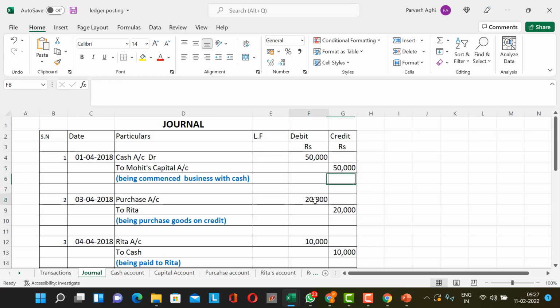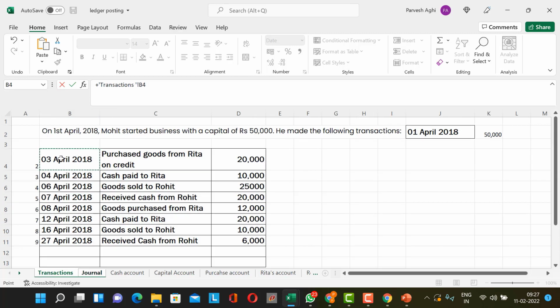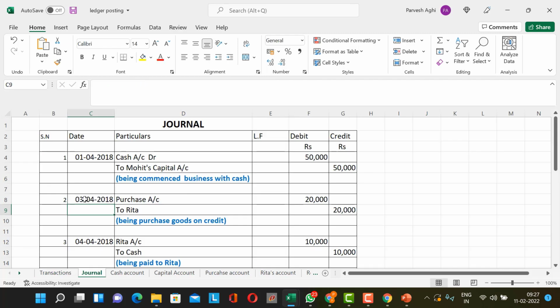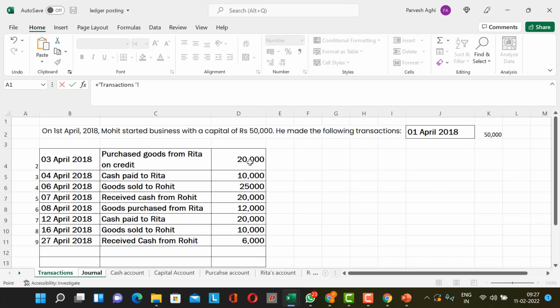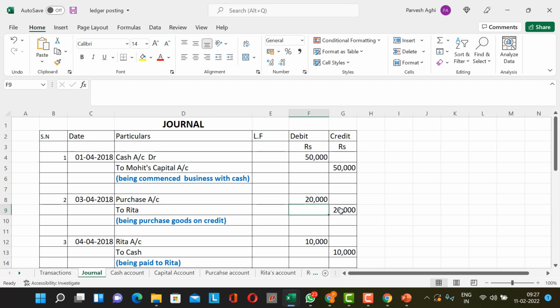Now, the second transaction is purchase. First of all, I'll pick up the date of the transaction from my journal. So 3rd of April is coming here. Then purchase. Now this account needs to be passed manually by us. Purchase is how much? 20,000. So I have linked this to 20,000. So this is also the same amount.